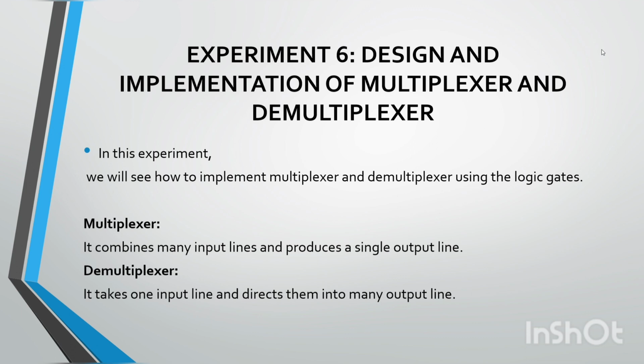So the last experiment is our experiment 6, which is to design and implement a multiplexer and demultiplexer. So in this experiment, we will see how to implement a multiplexer and demultiplexer using the logic gates. What is a multiplexer? A multiplexer combines many input lines and produces a single output line. What is a demultiplexer? A demultiplexer takes one input line and directs it into many output lines.